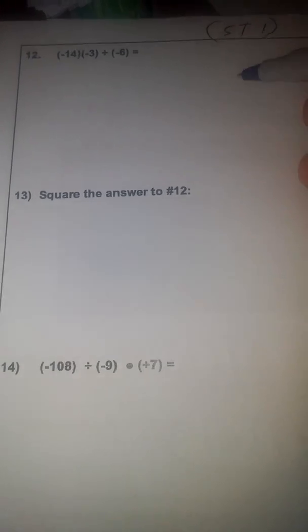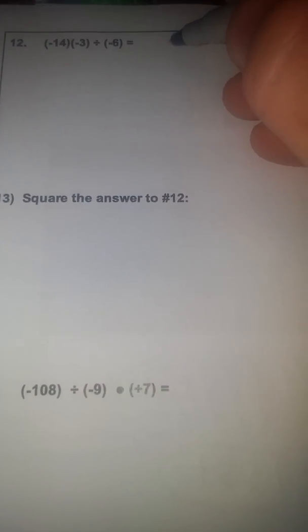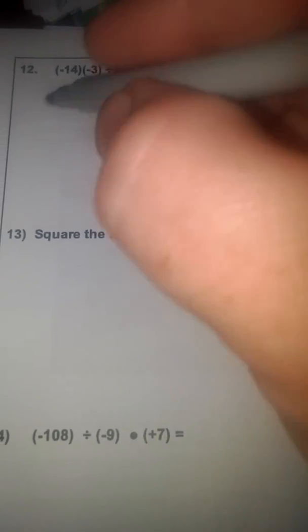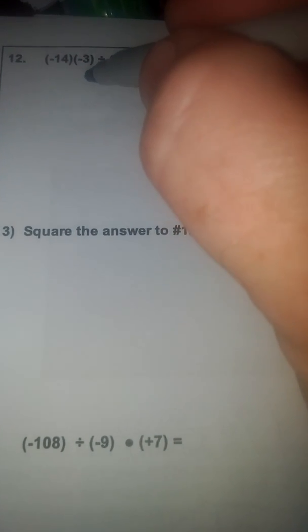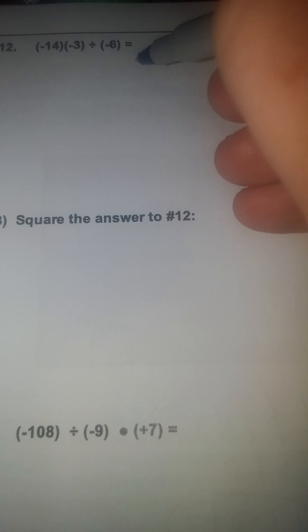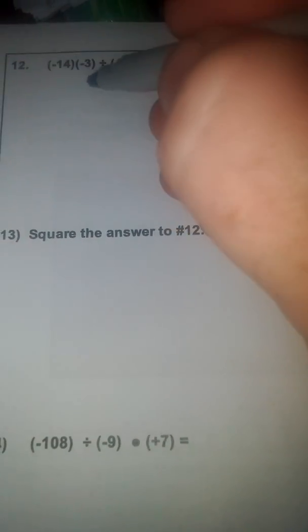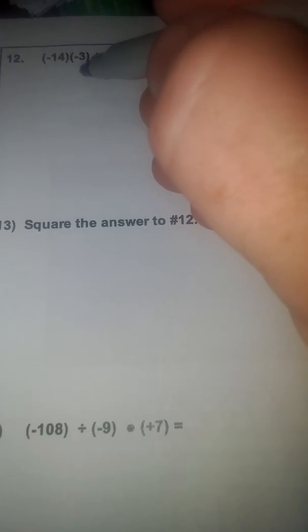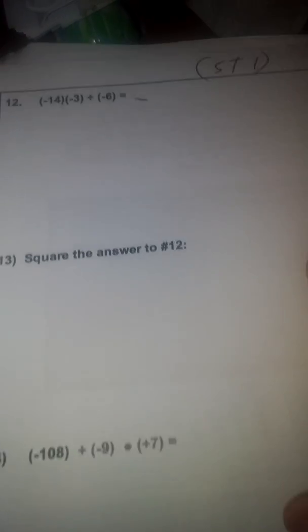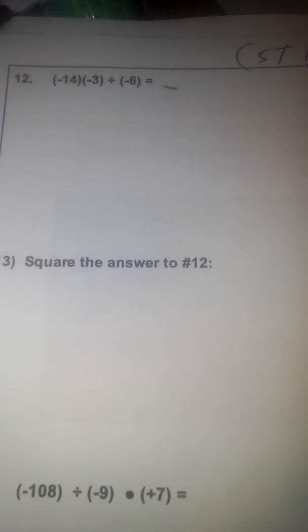We're going to deal with the back page of the integer assessment, which is all multiplication and division type problems. All right, so the first one is negative 14 times negative 3 divided by negative 6. The first thing I know is I've got three negatives in a multiplication and division string. These two negatives are going to cancel each other out to make a positive, and then we're going to have another negative, which means my answer is going to be negative. So I'm just going to note that the answer is going to be negative there.